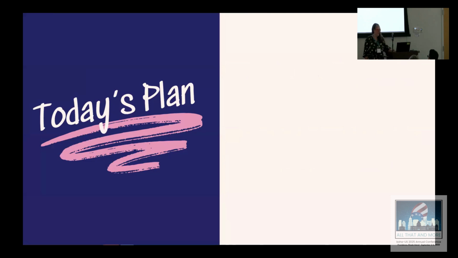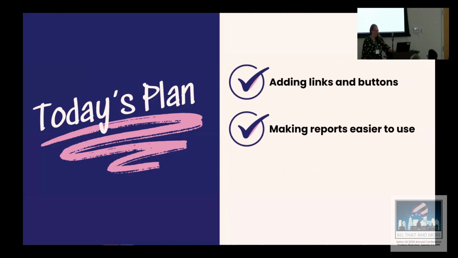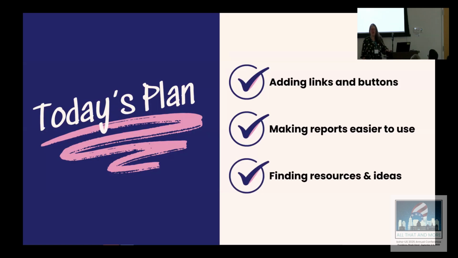So today's plan, we're going to look at 3 things. First, we're going to talk about adding some links and buttons to Koha. Then we're going to talk about a report that I updated to make it easier to use and think about how those ideas might inspire you to tweak some of your reports. And then lastly, we'll be talking about finding some resources and ideas. I'll share some of the places I get inspiration and ask you guys to share some of your ideas as well.